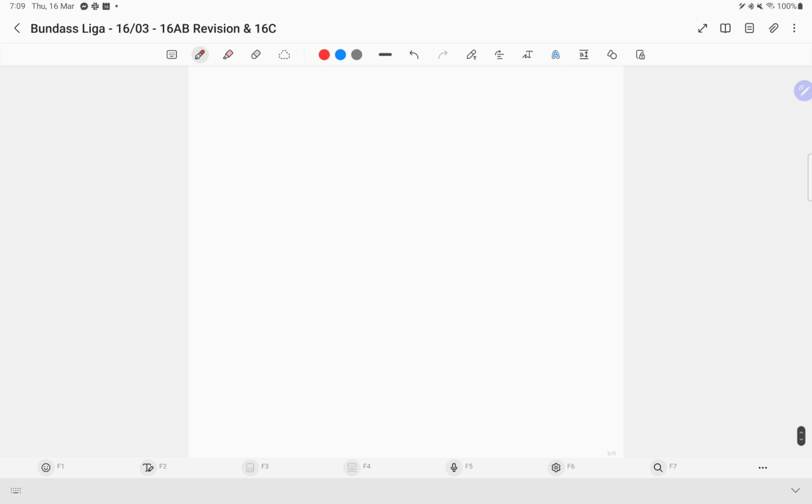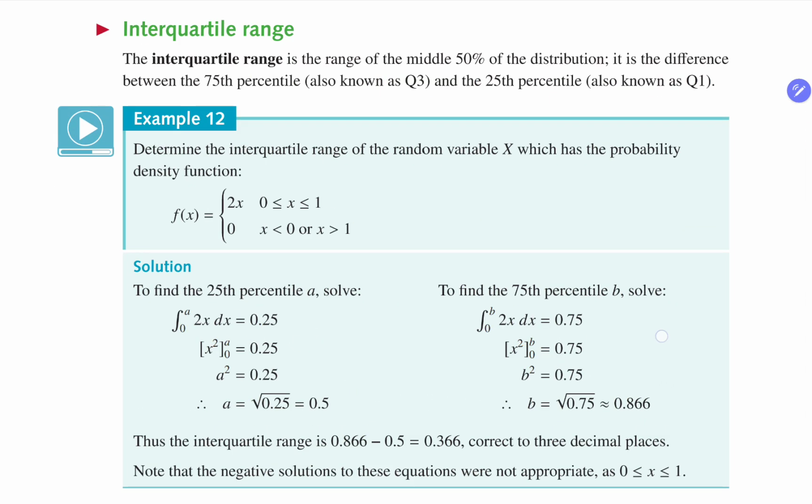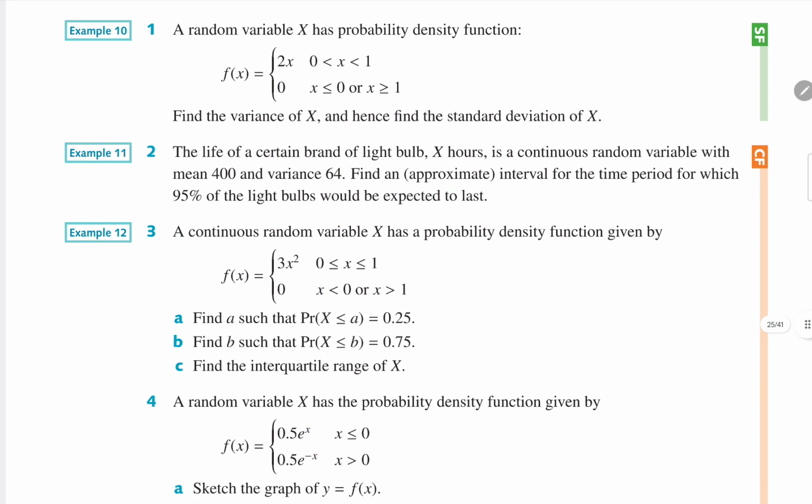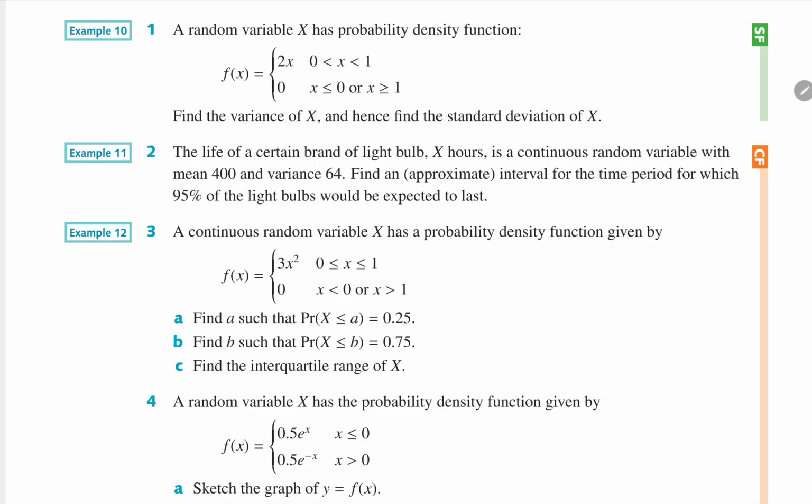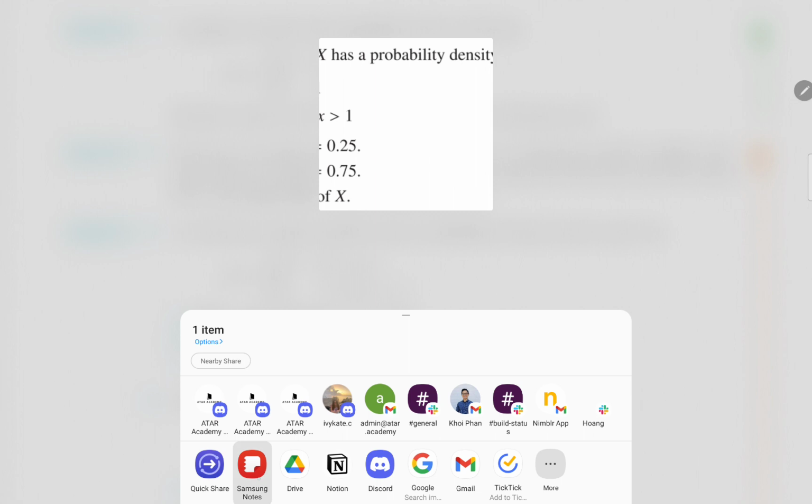All right, so this is the interquartile range. They don't even give you the exact answer, that's fine. All right, we'll try one of the questions. I'll actually try question 3 here. They're already giving you the idea here.